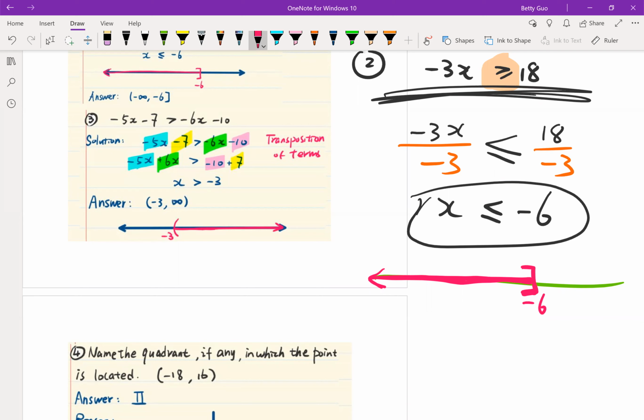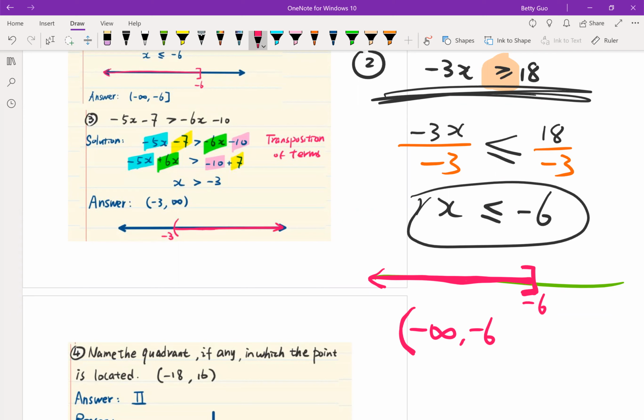They are in that direction. What's the left endpoint? Forever. So what is that? Negative infinity. Very good. What's the right endpoint? -6. Very good. So this is how we frame the two endpoints.